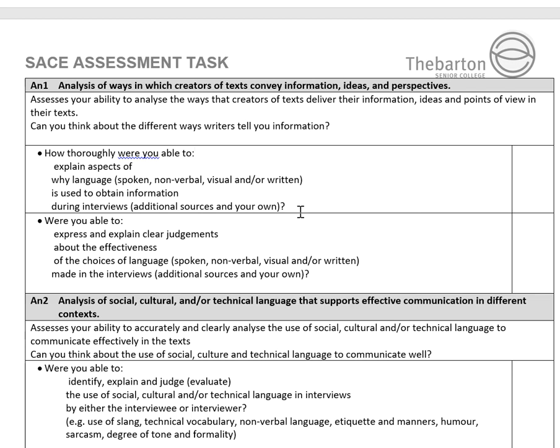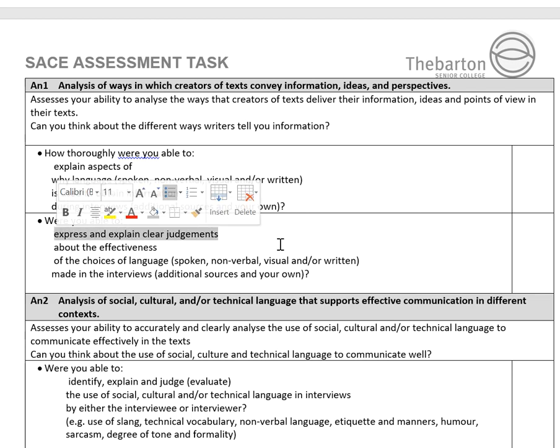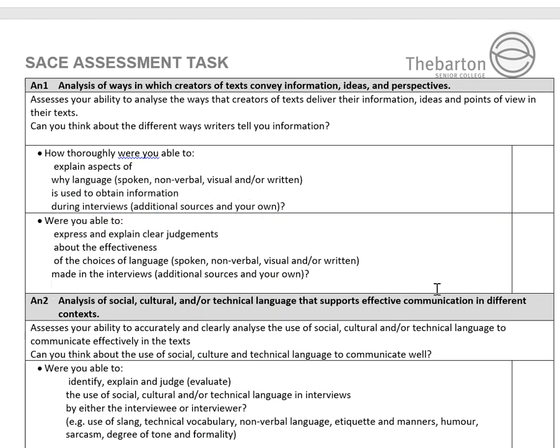Were you able to express and explain clear judgments about the effectiveness of the choices of language made in interviews? So, can you tell me what worked? What worked well? Why did it work well? Why was that chosen? How good was it? And again, you're looking at not only the example interviews that we're looking at, and I think we're going to look at about 3 or more, but also your own interview that you're talking about.